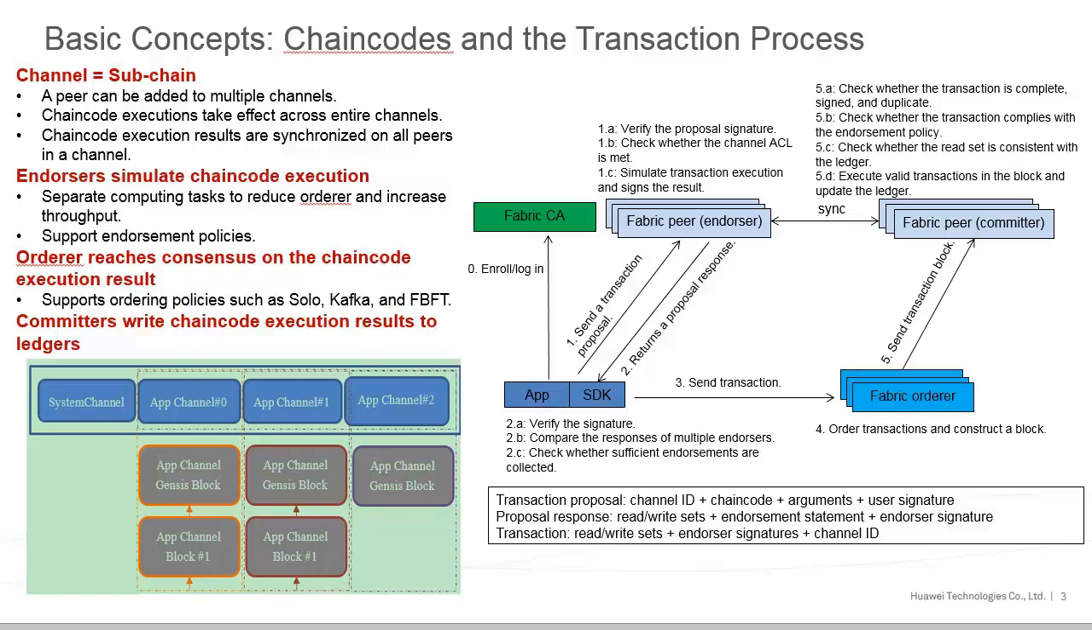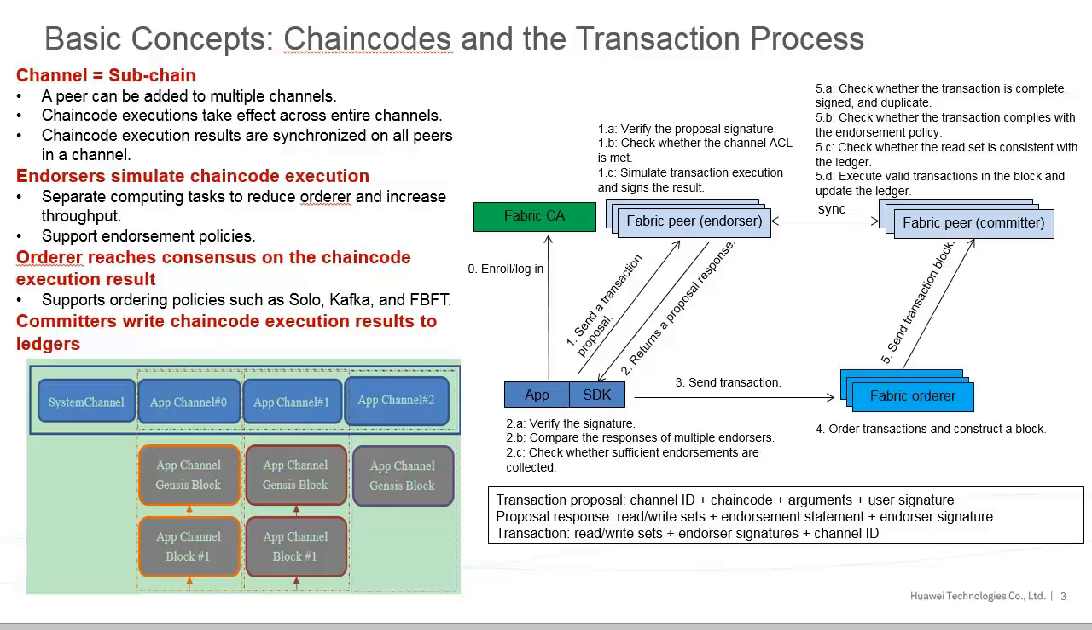A channel is also called a subchain. A channel can include peers of different organizations, and a single peer can be added to different channels. All chain code operations take effect across their entire channel. That is, operations are performed on all of the peers in a channel synchronously.